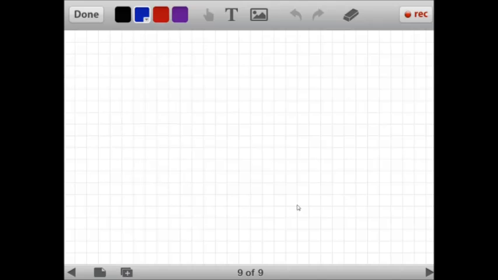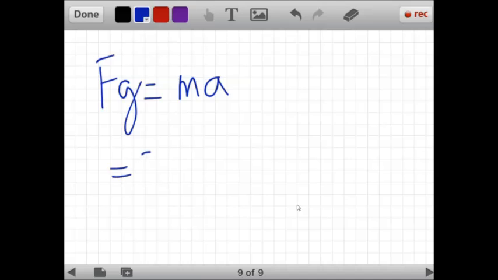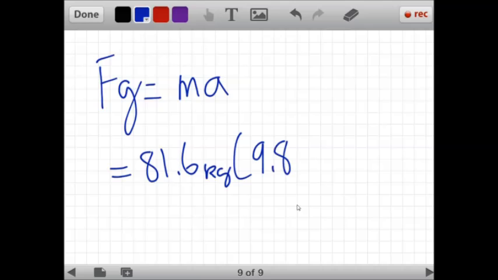So we're going to find out what my weight is on the Earth by doing Fg equals ma. My mass is 81.6 kilograms. I'm going to multiply that by 9.8 meters per second squared to find out what my weight in newtons is. Let me get out my calculator.